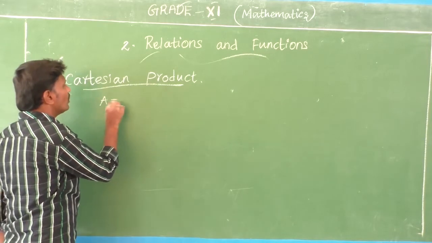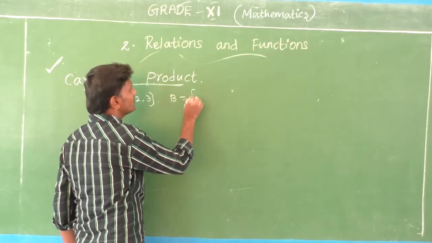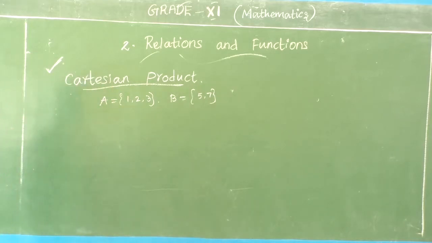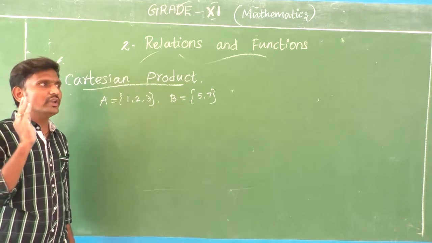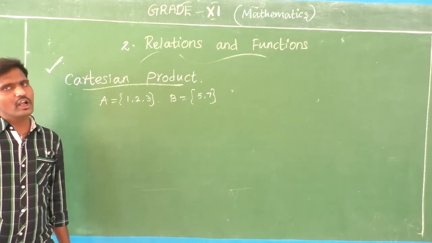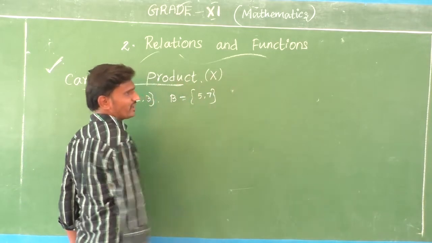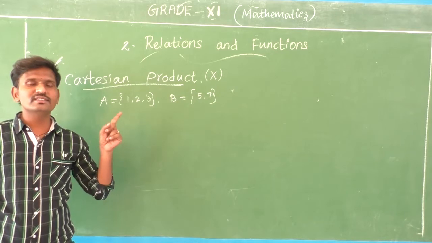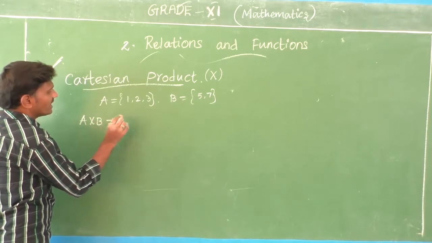Now I am giving you one example. A equals {1, 2, 3} and the set B equals {5, 7}. I am giving two sets as an example, and we are going to find the cross product. In operations on sets, you already know union of two sets, intersection of two sets, difference of two sets and complementation, all very well. The next one is the cross product. This symbol is read as cross, not multiply. Now we are going to find the cross product A cross B.